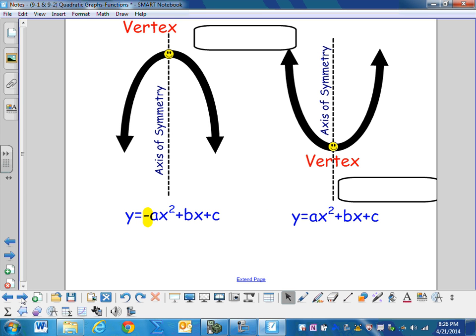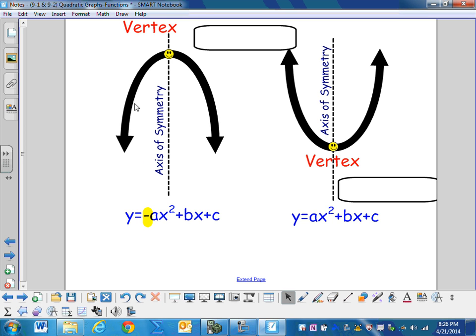So here's an example of two parabolas that have been graphed. The first one is y equals negative ax squared plus bx plus c. And the second one is y equals ax squared plus bx plus c. The only difference in the equations is that the first one has a negative in front of the a. But when we look at the graphs, we see they're going in different directions.